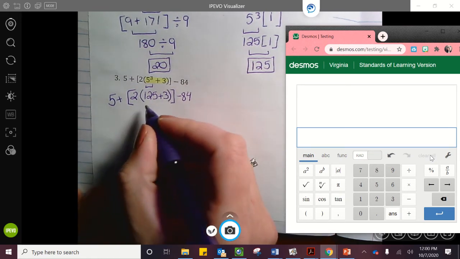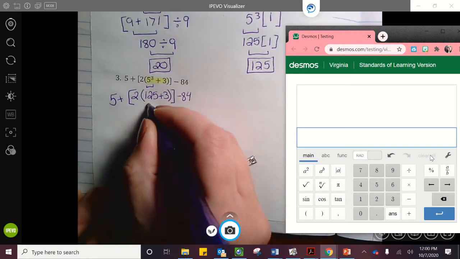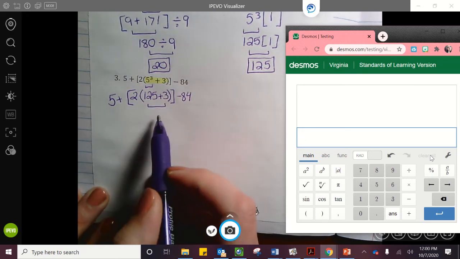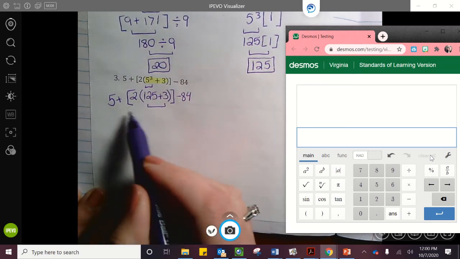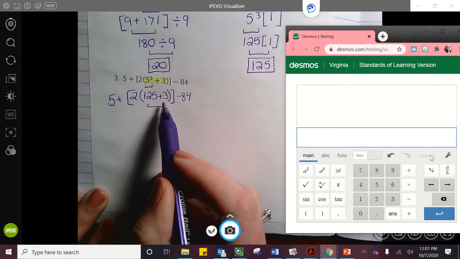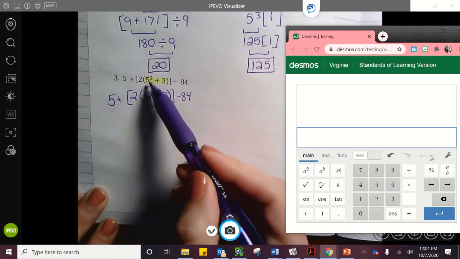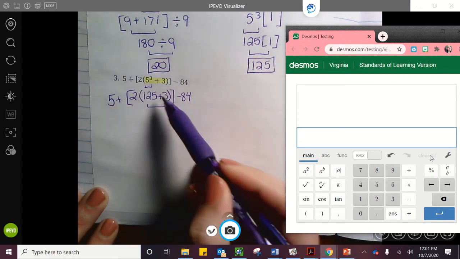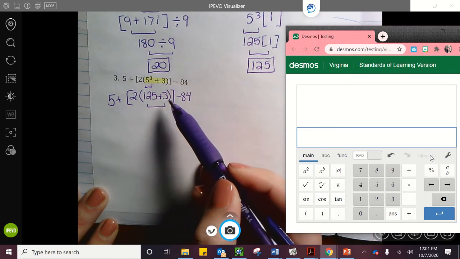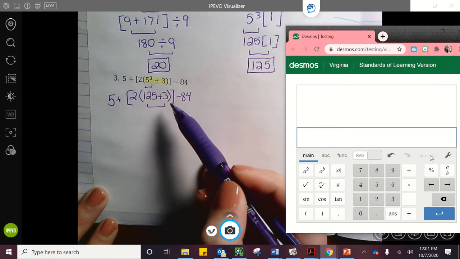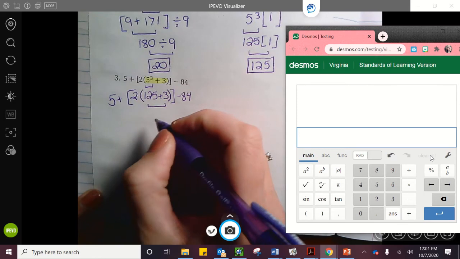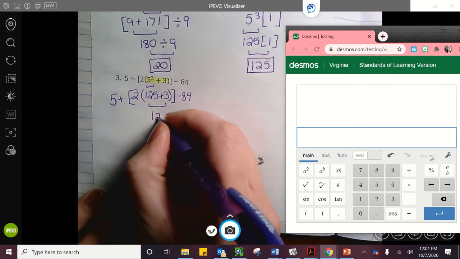So 125 plus 3. Now again, it seems weird I'm adding before I do all this other multiplication, but because it's within the grouping, that's why I have to do it first. So if there's multiple operations in the grouping, you go within the order of doing exponents before addition. But I am adding before I multiply here because it's part of solving what's in the grouping. So this would give me 128.